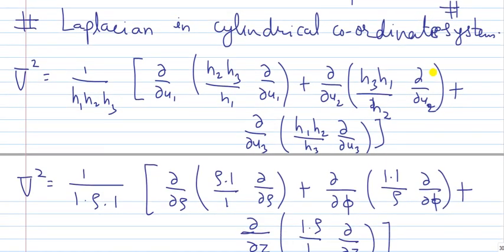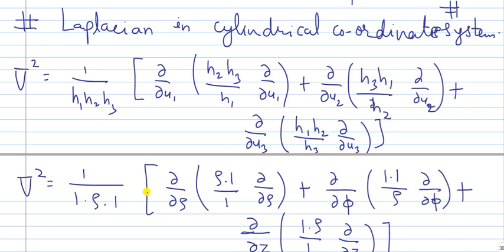Now let us discuss the Laplacian. In case of the Laplacian also, we have the general formula. Nabla square is equal to this general formula: del by del u1 of s2 s3 by s1 times del by del u1. These terms are also in the cyclic order, so it's not very difficult for remembering. Then s3 s1 by s2, these are in cyclic order. So del by del u1, del by del u2, del by del u3.